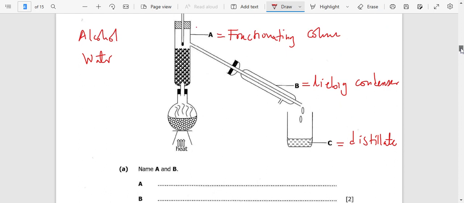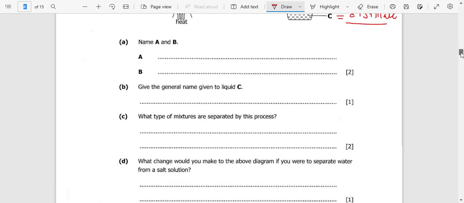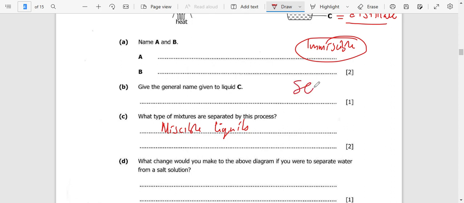So name A and B, we have said A is the fractionating column, B is the Liebig condenser. We should not just say condenser, but Liebig condenser. Name the general name given to C, that is the distillate. And then what type of mixtures are separated by this process? So fractional distillation, we've said the miscible liquids are the liquids that you separate, liquids which mix completely. So liquids which are immiscible, those which do not mix completely, you use a separating funnel.